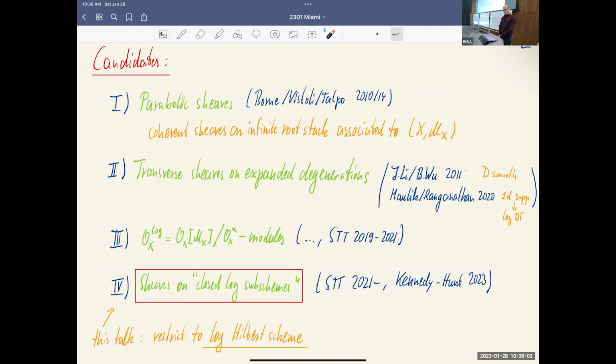Maybe the first one is parabolic sheaves, invented by Borne and Vistoli, and with some final executive work by Talpo and Vistoli, 2010, where you look at, so a log scheme has an associated infinite root stack. I'm not going to explain how to get that, but there's a stack, an infinite root stack, naturally associated to it. And you can look at coherent sheaves on this stuff. And these are essentially the parabolic sheaves.